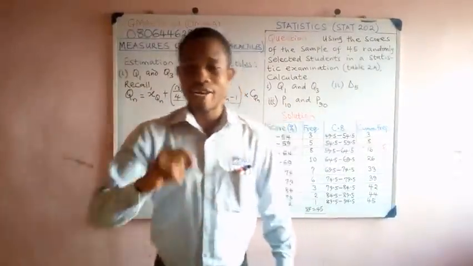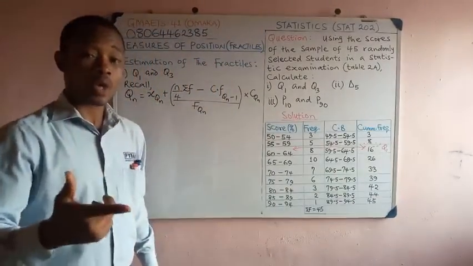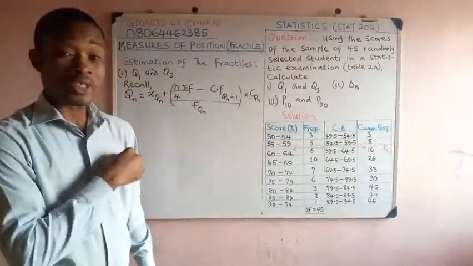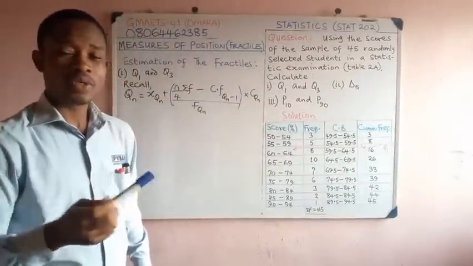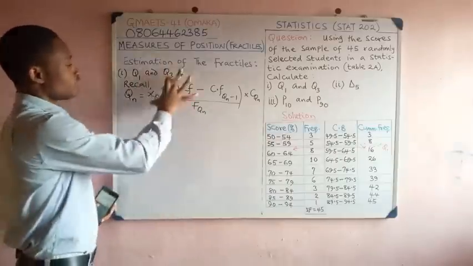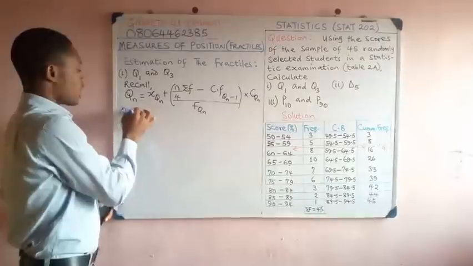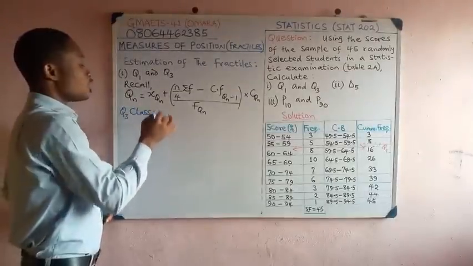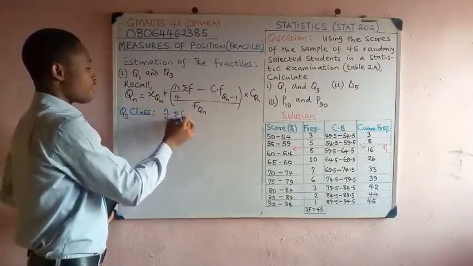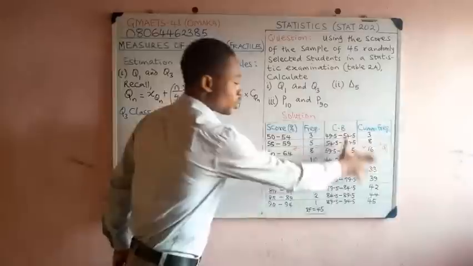Now, we are going to look at how to obtain Q3. That is the upper quartile or third quartile. We're going to follow the same procedure that we used in obtaining Q1 before the break. So, to get Q3, the Q3 class, we're going to obtain n over 4 summation f. With this n over 4 summation f, it will help us to locate the Q3 class from here.